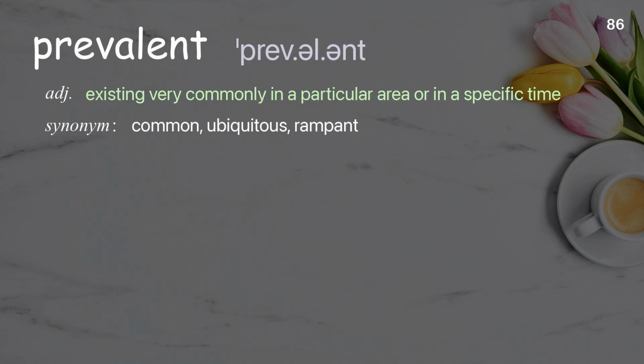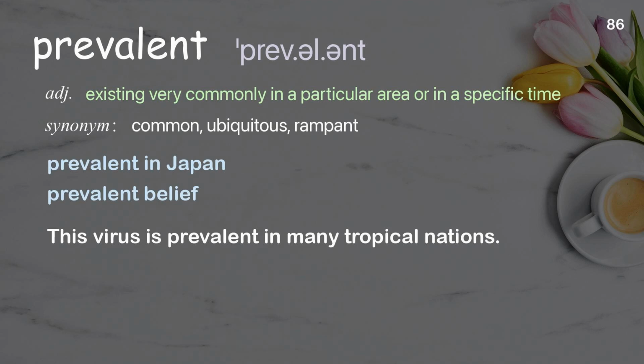Prevalent. Existing very commonly in a particular area or in a specific time. Examples: Prevalent in Japan. Prevalent belief. This virus is prevalent in many tropical nations.